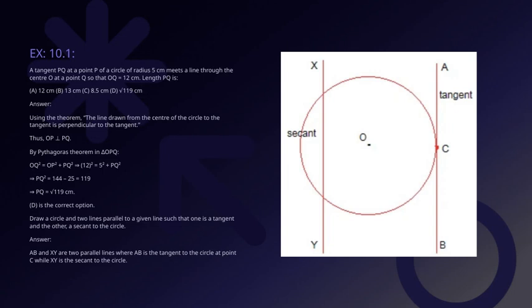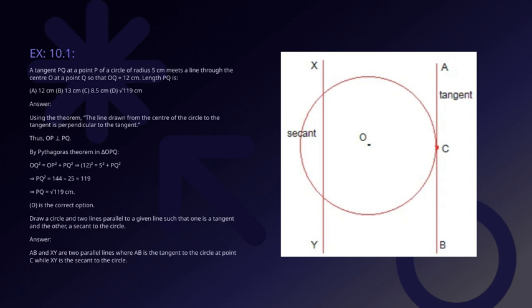Let's look at this interesting geometric setup. We have two lines, OB and XY, which are parallel to each other. The line OB is tangent to the circle at point C, meaning it just touches the circle at that single point. Meanwhile, XY acts as a secant line, meaning it passes through the circle, intersecting it at 2 points.